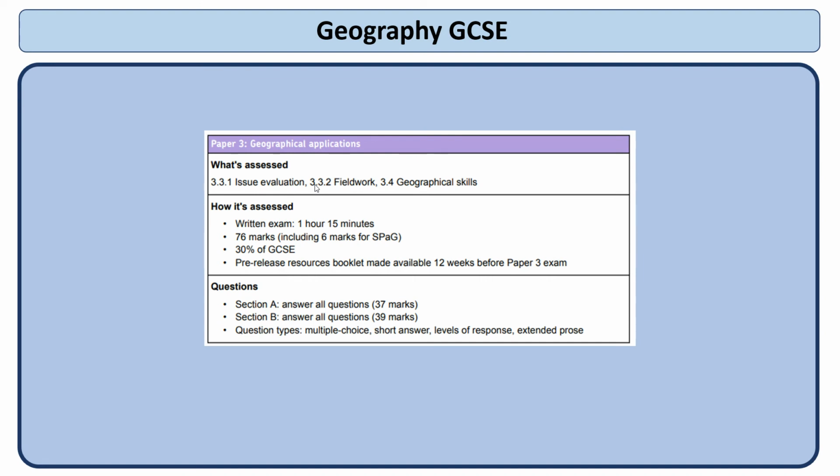That is a bit shorter, that one exam. It's an hour and 15 minutes and 76 marks, including 6 which are spelling, punctuation and grammar, making up 30% of your GCSE. So that's it for how it's assessed.